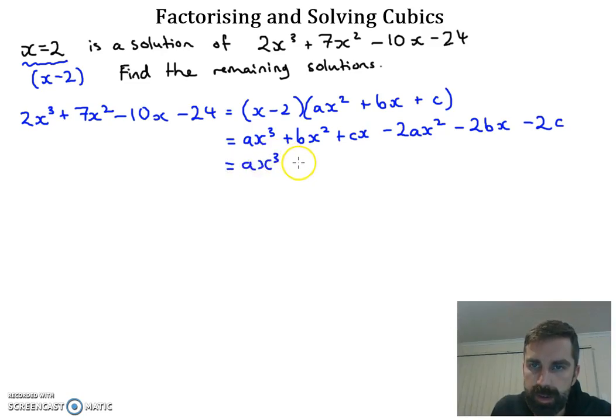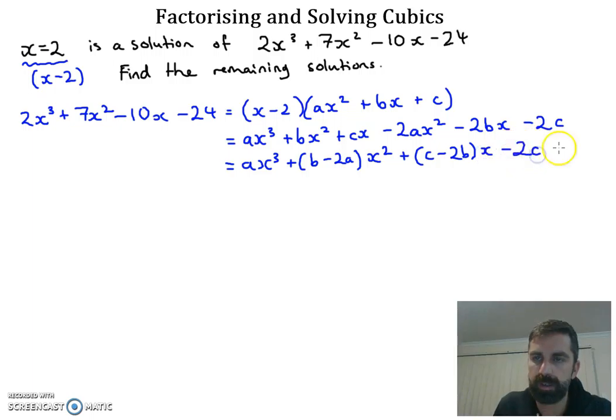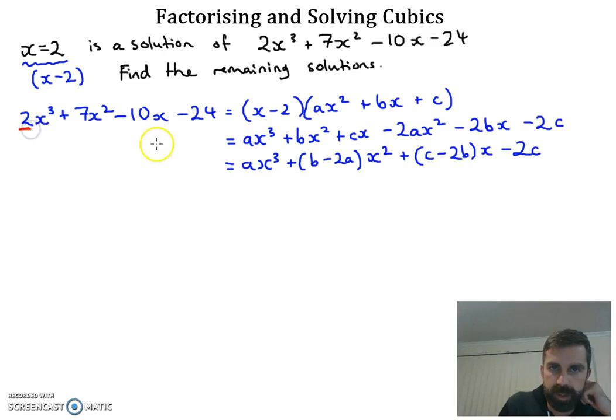There's only one cubed term. For x squared, I've got b take 2a. For x, I've got c take 2b. And for my constant, I've got negative 2c. So I'm just going to do this in a slightly different order this time. Let's look at the coefficient of x cubed first, and that's normally easiest because there's only going to be one of those terms. So straight away I can see that 2 must equal a, so a equals 2.